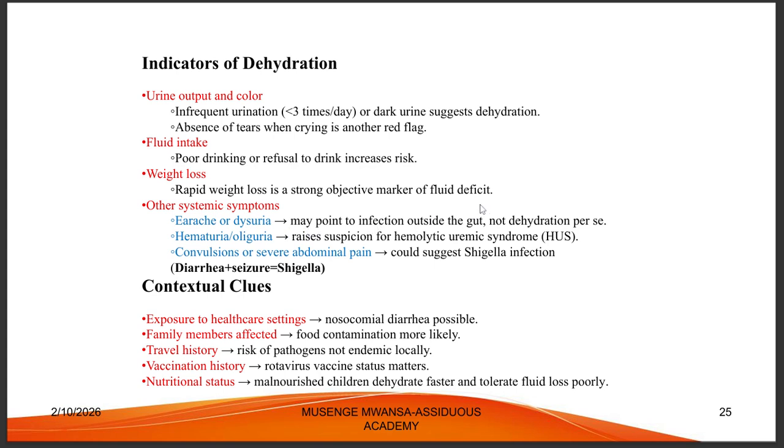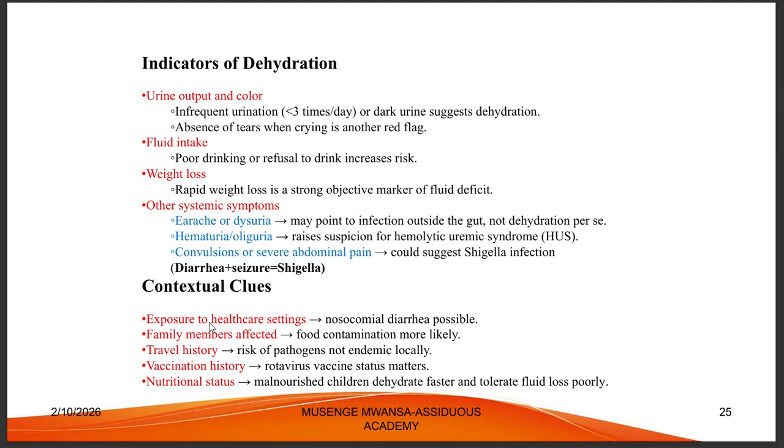This can point to infection which is outside the GIT. It might not be dehydration per se, but it is just a problem outside the GIT. And then hematuria, when you find that there is actually blood in urine, or oliguria, it can raise a suspicion for hemolytic uremic syndrome, if someone is passing blood in the stool or they are not even passing out blood. If you have got convulsions or severe abdominal pain, that means that that is a Shigella infection, because diarrhea plus seizures points you to Shigella.